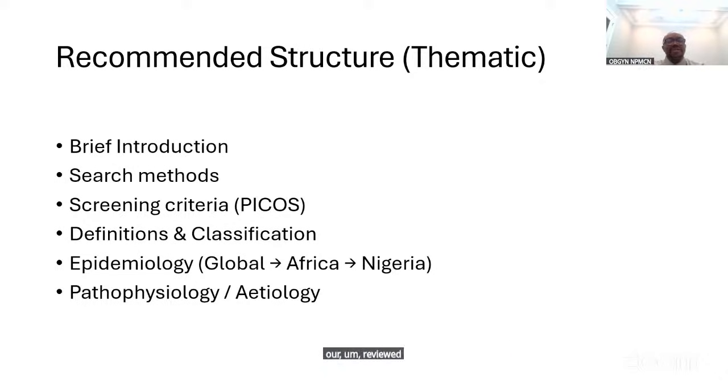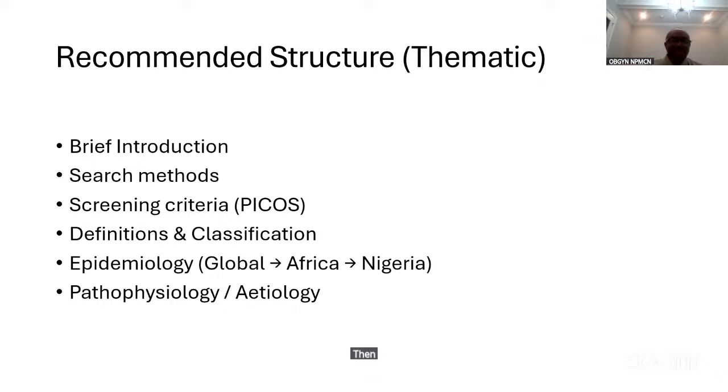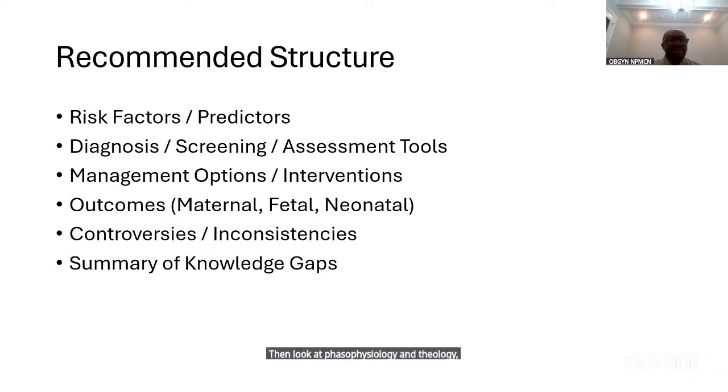Then the other thematic areas: definitions and classification. Look at these various articles. How do they define this? Are they consistent? Are there differences? Why the differences? The same thing with epidemiology, from global to Africa to Nigeria. Then look at pathophysiology, etiology, risk factors, predictors, diagnosis, and all this. So these are the thematic areas.